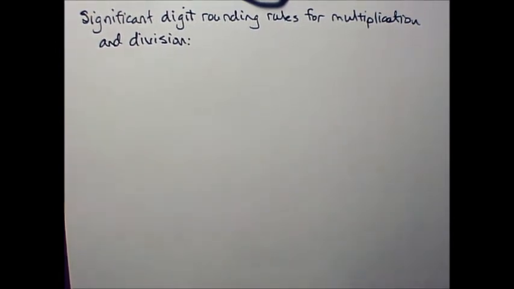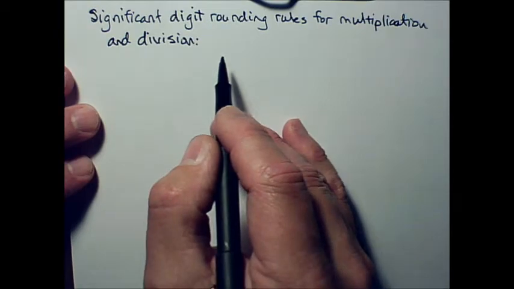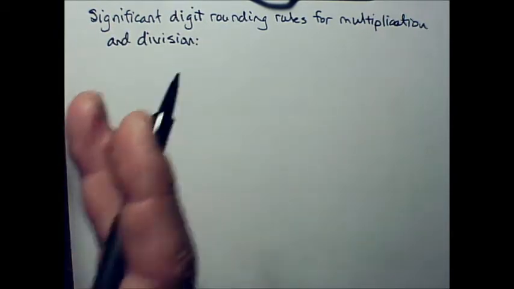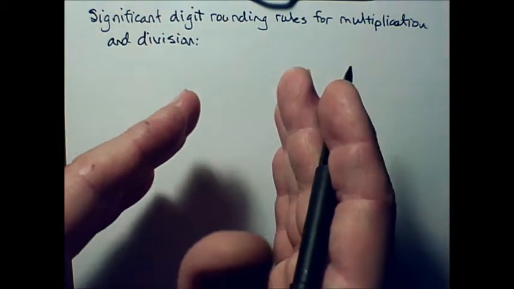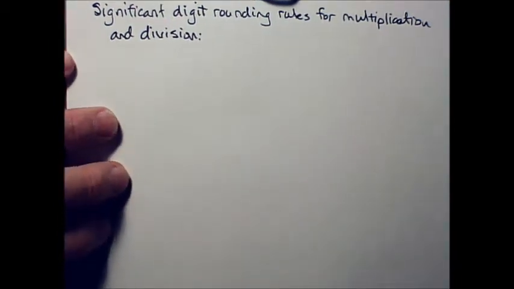Your answer in a problem can be only as precise as the least precise measurement. And the precision of the measurement is shown by the number of digits to the right. And we saw that yesterday. We're adding and subtracting, and we're only looking at rounding off to the right. But it looks a little bit different when we're doing addition and subtraction.